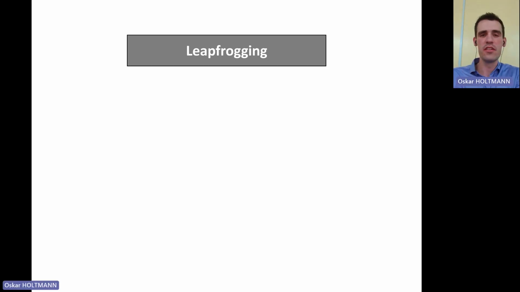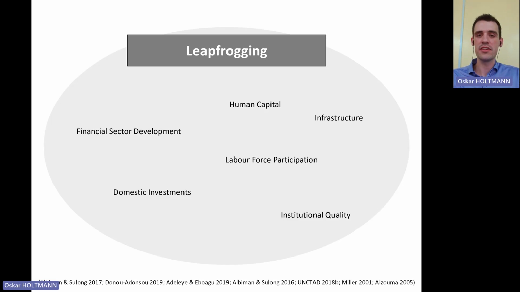And there's actually very many regression analyses, very many studies trying to establish which factors overall, looking at the economy broadly, are necessary or are fostering leapfrogging. And those factors I put here kind of as the backdrop for leapfrogging. So that's human capital, for instance. So knowledge, health, education. Infrastructure, financial sector development, labor force participation, domestic investments, institutional quality. All of those factors are the backdrop against which leapfrogging can take place, and all of those factors are making it more probable for leapfrogging to take place and to be successful.